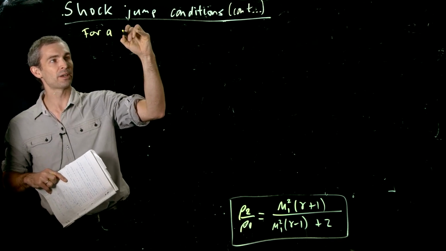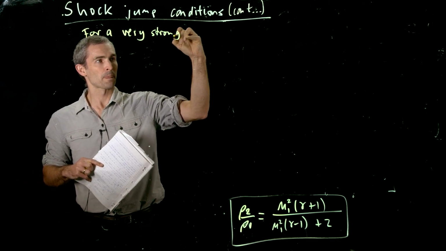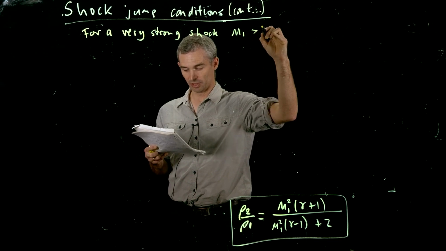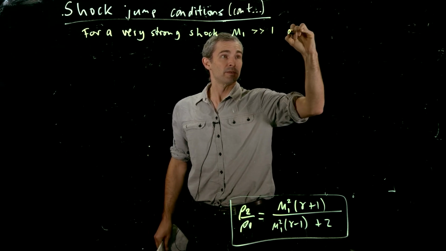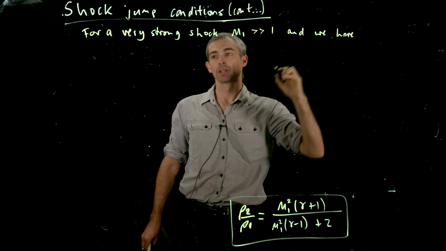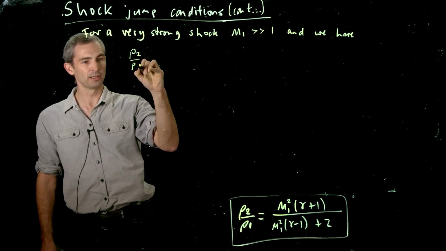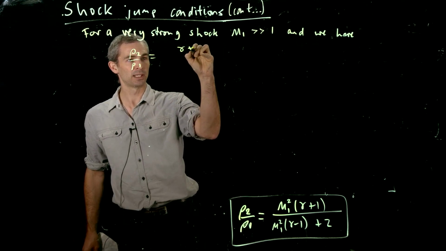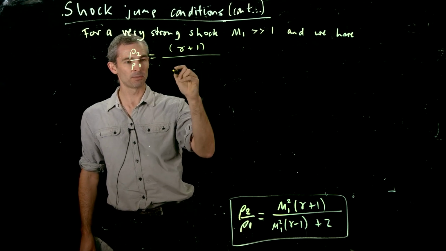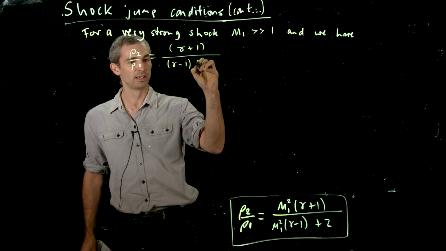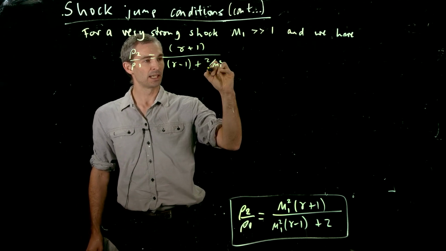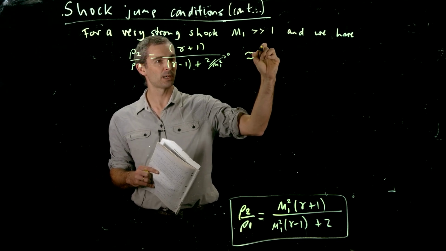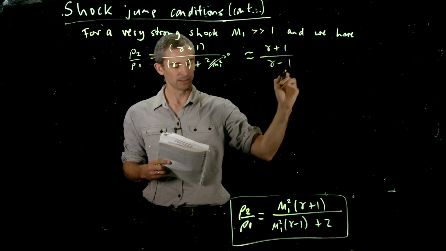So for a very strong shock, the Mach number goes to infinity. And we have rho 2 on rho 1. Now, the right way to think about this is just divide. So this is gamma plus 1, and let's divide the top and the bottom by Mach number squared. So this is gamma minus 1 plus 2 on the Mach number 1 squared. Now, this term goes to 0. And so that simply leaves us with approximately gamma plus 1 on gamma minus 1.